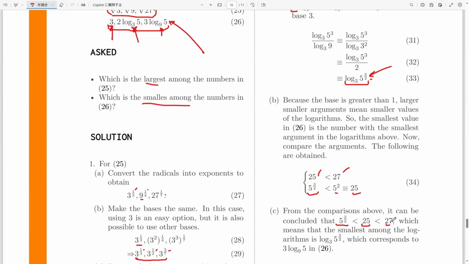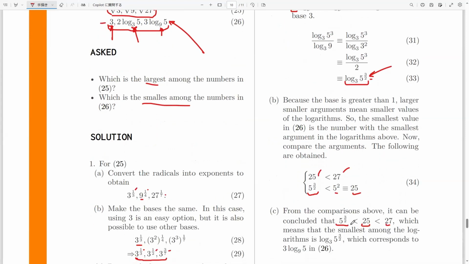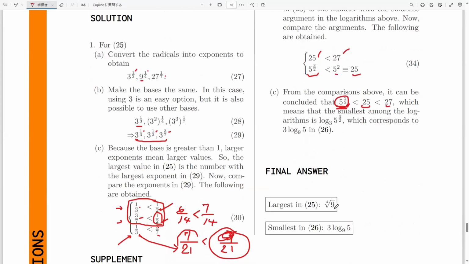So we can now say that 5 to the 3/2 is less than 25, which is of course less than 27. And 27 corresponds to this first number. 25 corresponds to the second number. And 5 to the 3/2 corresponds to the third number. And so that means that the third number is actually the smallest, right? This is the smallest. And so our largest number for the first set is this one, and our smallest for the second set is this one.